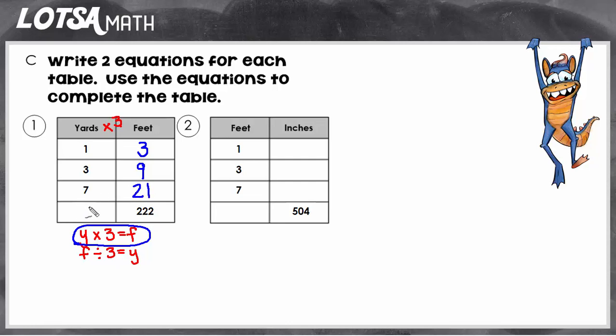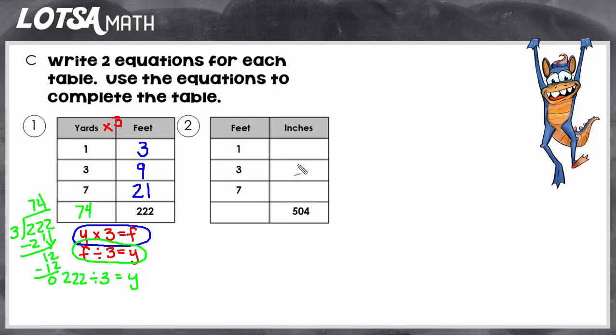But for the last one, I'm missing the yards. So I wouldn't want to use this equation because it gives me an answer that's in feet. So I would want to use this equation because that gives me an answer that's in yards. So all I'm going to do is substitute this 222 for the f. So I would have 222 divided by 3, and that's going to equal the y, or the yards that goes right here. So then I'm just going to do the math. So the answer is 74. So y equals 74. So let's do one more.